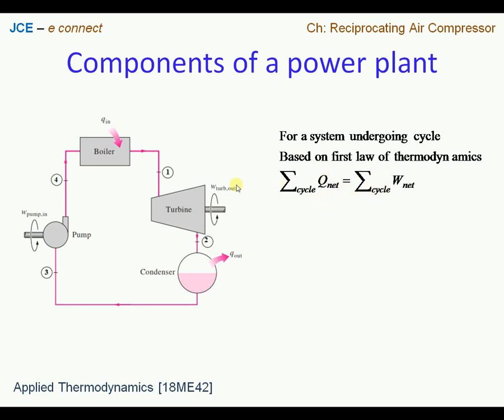So here we have two heat quantities, therefore we have a net heat supplied, and we have two work components here, therefore we have net work done by the system or cycle. Further expanding these Q net and W net, one can write Q net as heat that is supplied to the cycle minus heat that is rejected from the cycle, and W net represents the work that is done by the turbine minus work that is consumed by the pump.